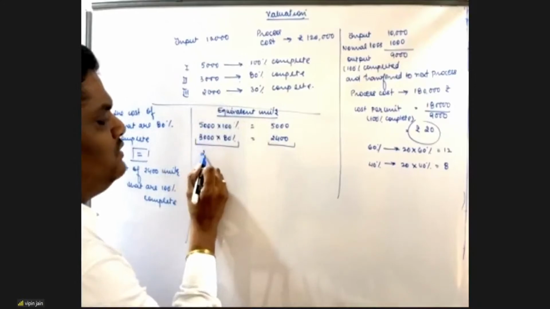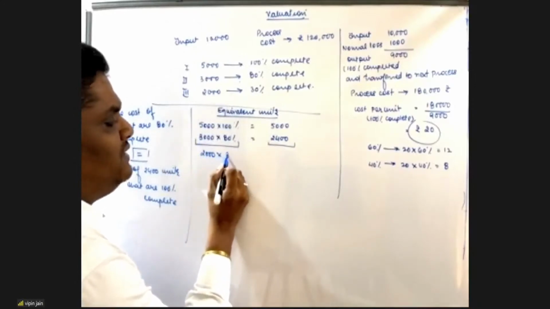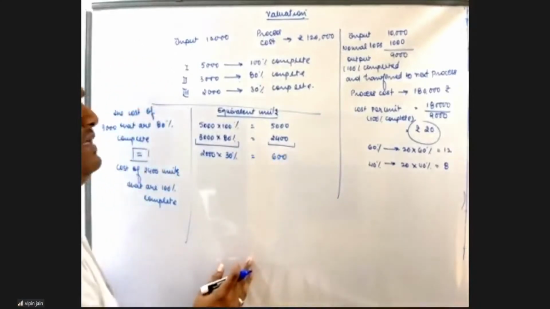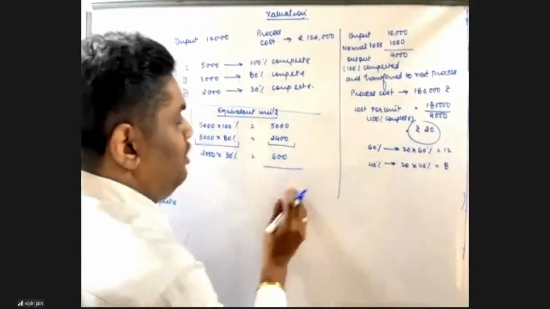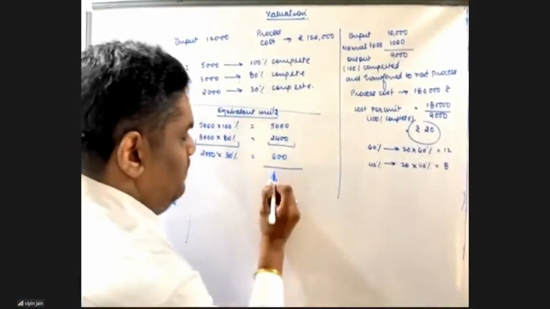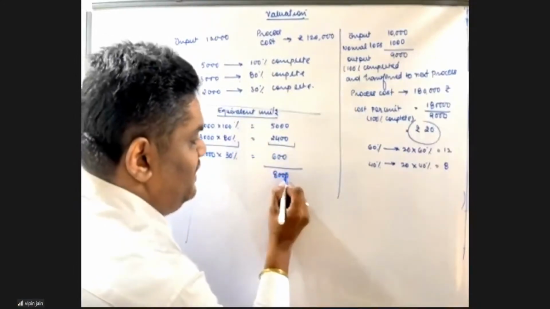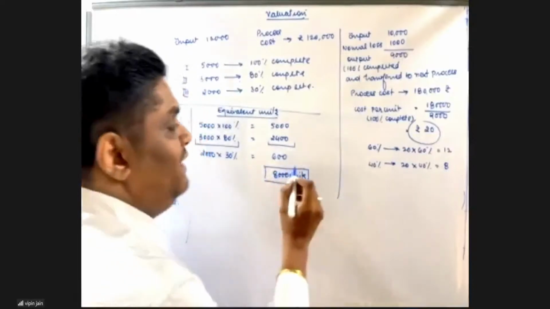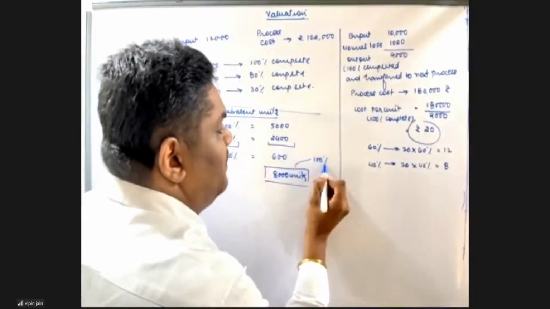Similarly, in the third case, 2,000 units are 30% complete. It means the equivalent number of units will be 600. So the total equivalent number of units will be how much? 8,000 units. These are 8,000 units and they are 100% complete.